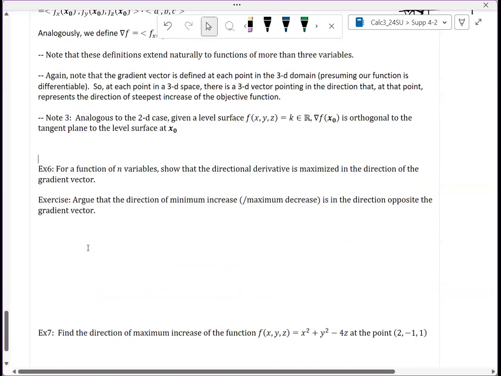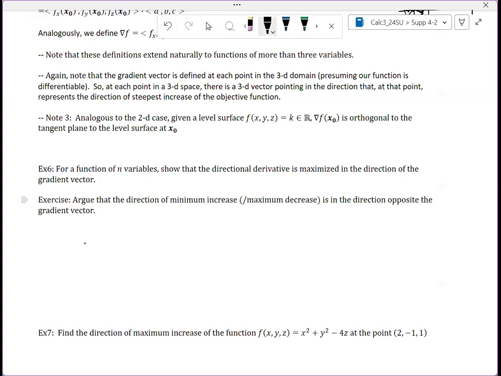Okay, so let's look at example 6 here. For a function of n variables, show the directional derivative is maximized in the direction of the gradient vector. This is essentially the same thing that we did in the 2D case, but we're going to do it a little bit differently in the 3D case, just to show 2 different approaches.